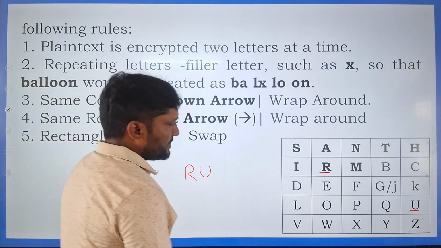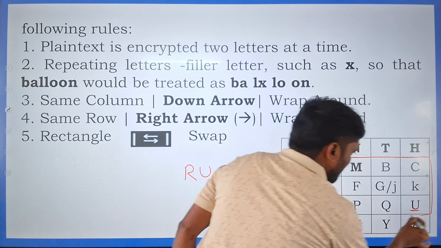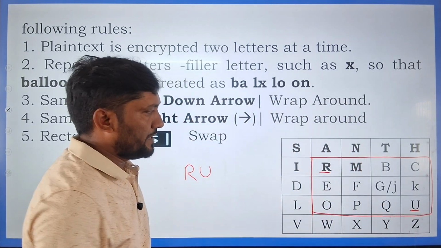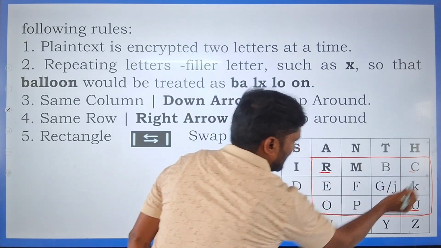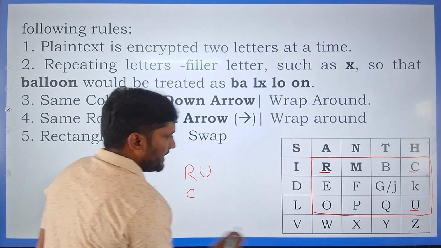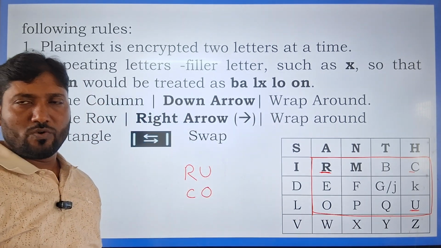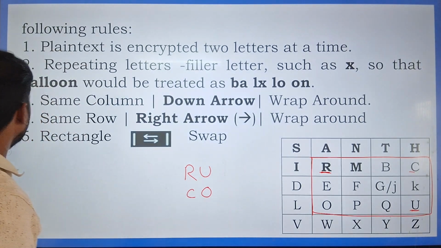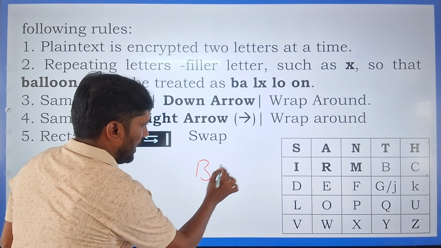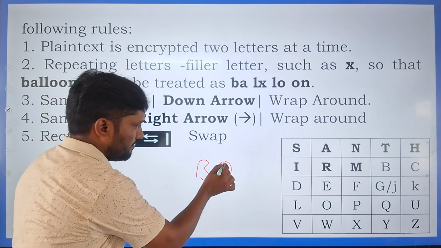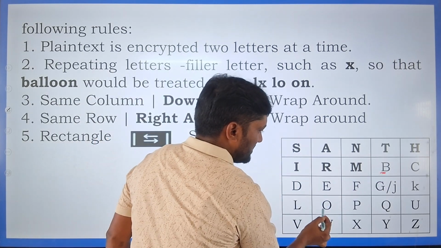Then initially we have to form one rectangle for R and U like this. That means we are going to form one rectangle here. For R, the ciphertext is C, and for U, the ciphertext is O. Like this, we are going to generate the ciphertext. Take one more simple example to understand clearly: B and O. Now there is a B and there is an O.